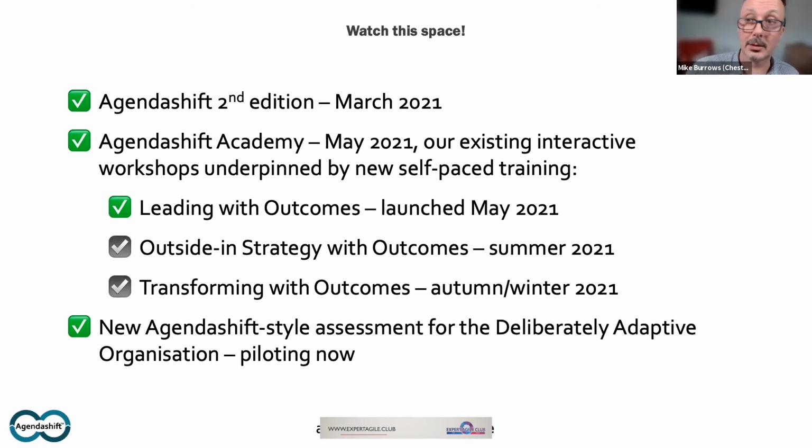And the first few students are finishing Leading with Outcomes. Outside in strategy as self-paced training, that's going to be out in the next few weeks. I'm recording that now. Recording is going very well. And by the end of the year, Transforming with Outcomes, that's really focused on that deliberately adaptive organization, business agility at every scale, all that kind of stuff. And as an input to that, a new assessment, the deliberately adaptive organization assessment. And we are just piloting that now. The first versions of that went to the Agenda Shift partners just last week. So that's very new. Anyone interested in participating in a pilot of that, then do let me know. So that's me done, I think.